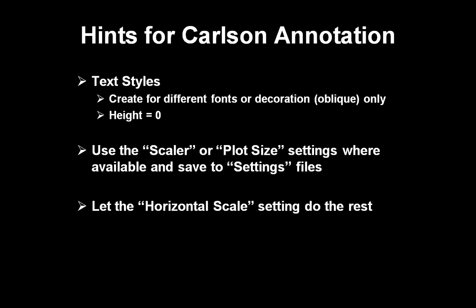Only create a new text style if you have a different font or decoration. For instance, a decoration I would call oblique. If you want to italicize it and have it leaning over 15 degrees to the right, you may have a simplex font, and then you may have a simplex O for simplex oblique, where it leans to the right. Also, for Carlson's purposes, any text styles that you're going to use for annotation in Carlson, you want to have that default text height set to 0.